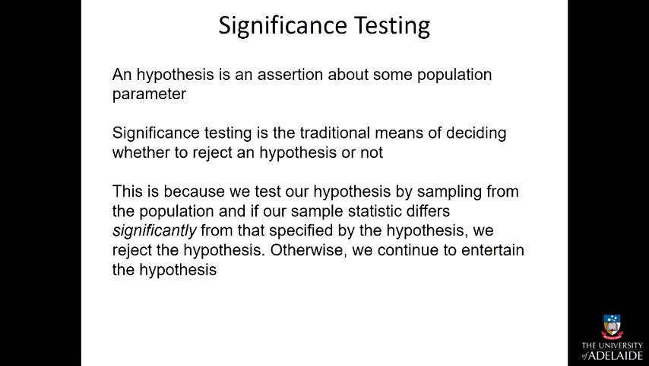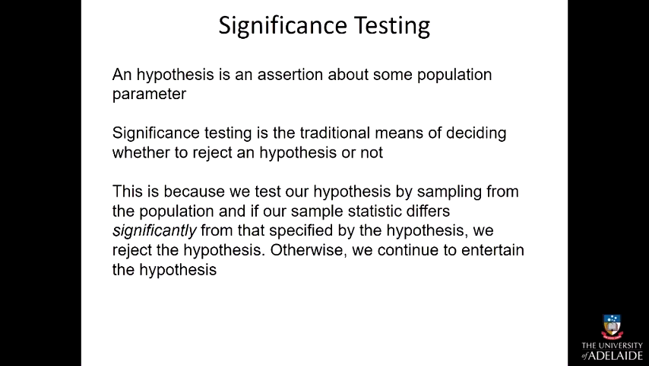So, statistical significance testing. Statistical significance testing requires that we have some hypothesis about something that we're interested in. So, at its most simple, a hypothesis is simply an assertion or a statement about some property of something we're interested in the world. So we're talking about a population parameter.